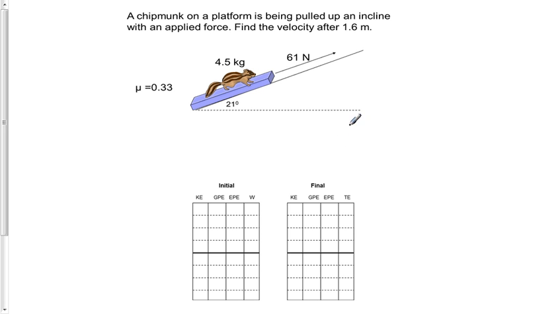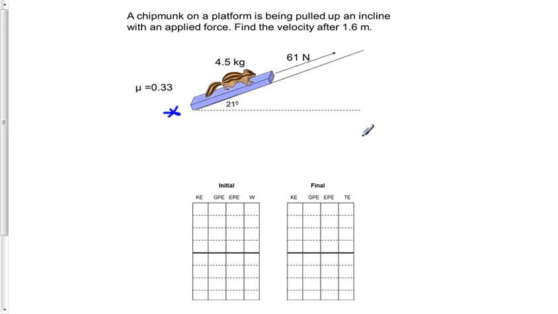Okay, in this question, we do have an applied force acting on an object going up an incline, and it's our job to find the velocity after going up 1.6 meters along the incline. Okay, well, we'll start off by putting the origin at the very bottom again. We'll assume that this object did start at the bottom and is now going up the incline.